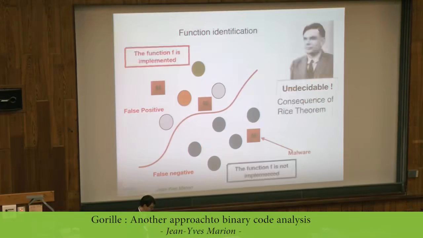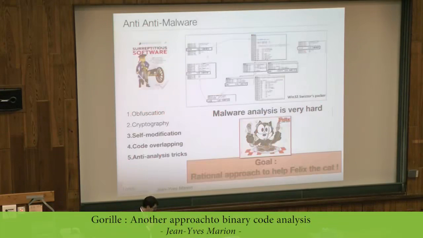Sorry. It is worse thanks not to Turing, but to someone called Rice, that even identifying functions inside a binary code is also undecidable. So we are in very difficult trouble, but nevertheless, we are trying to partially solve this problem. So this is only 2 slides of theoretical aspects, that's all.